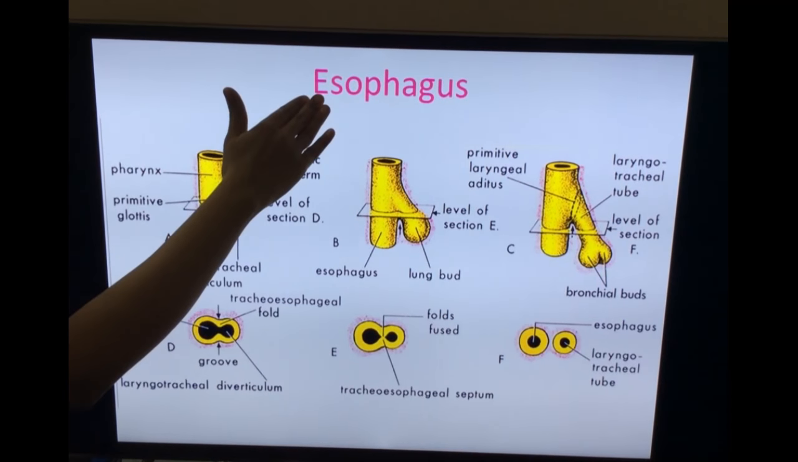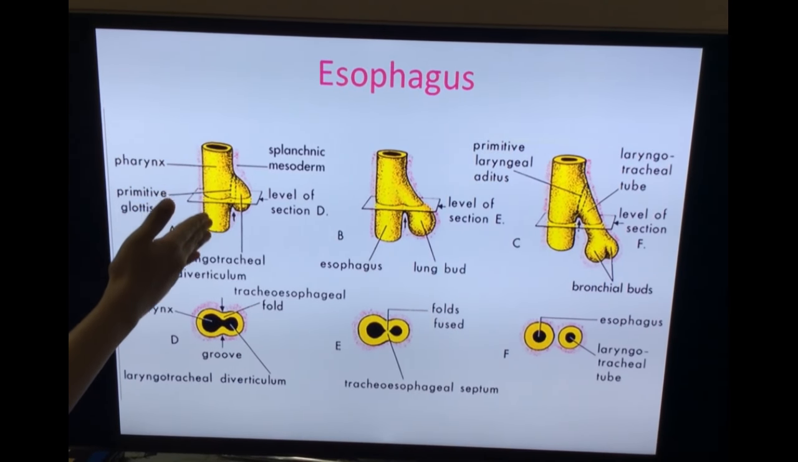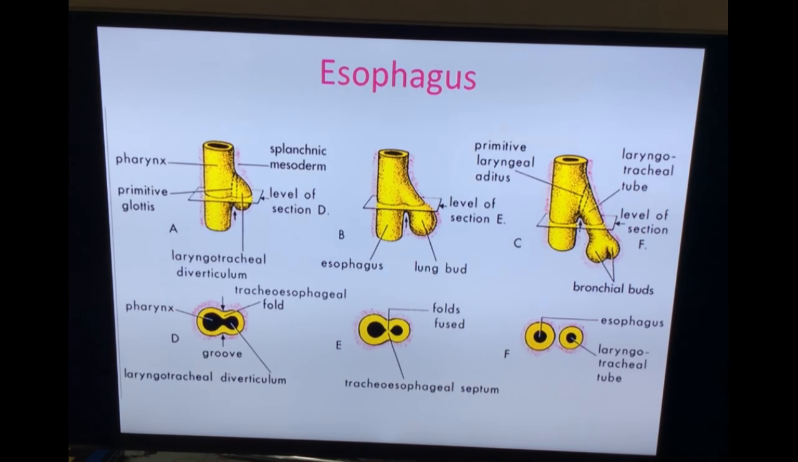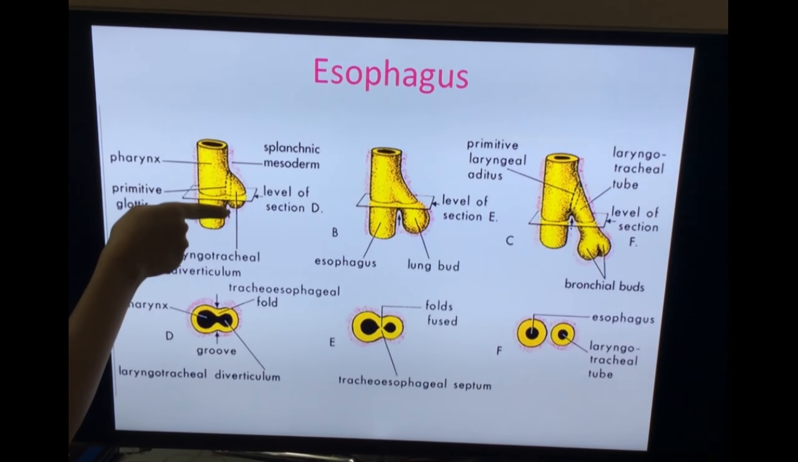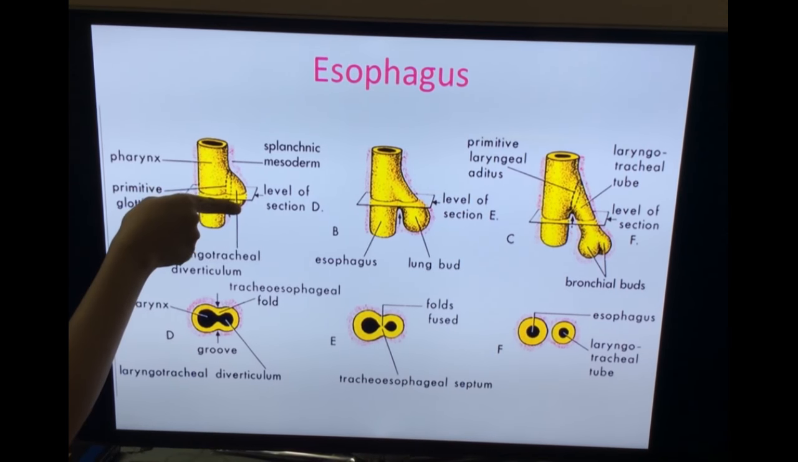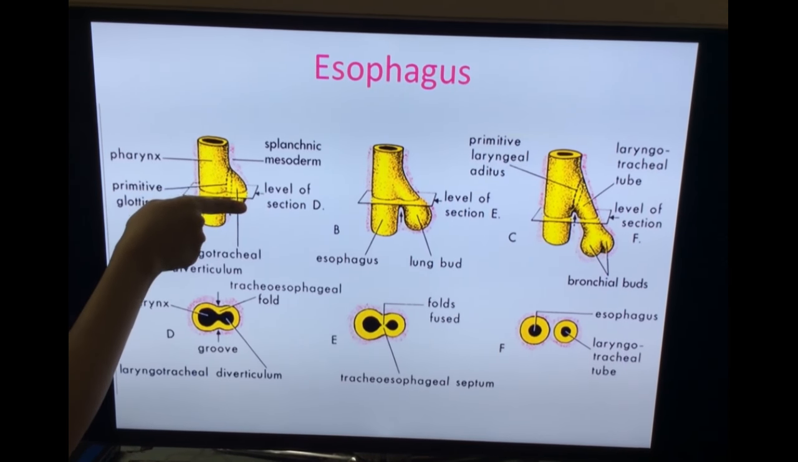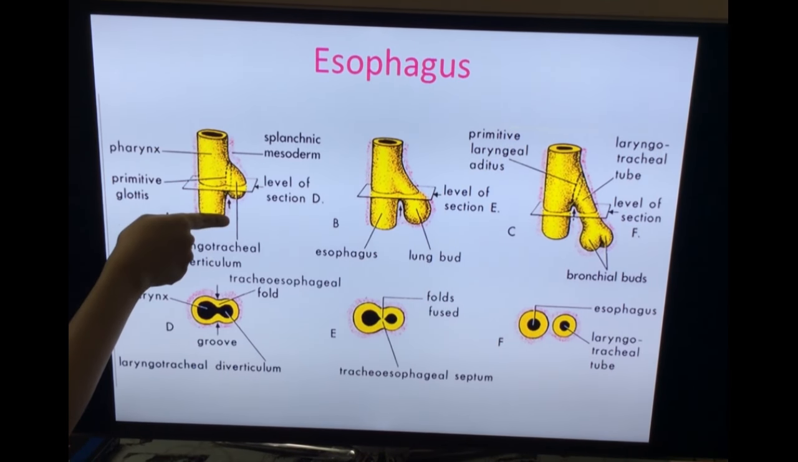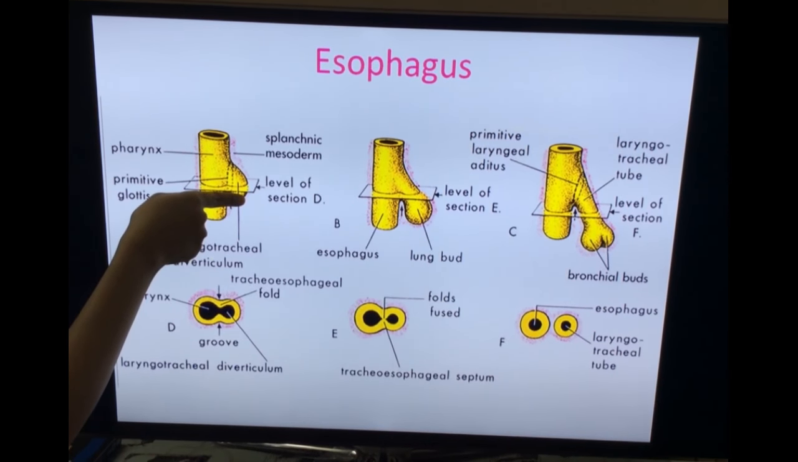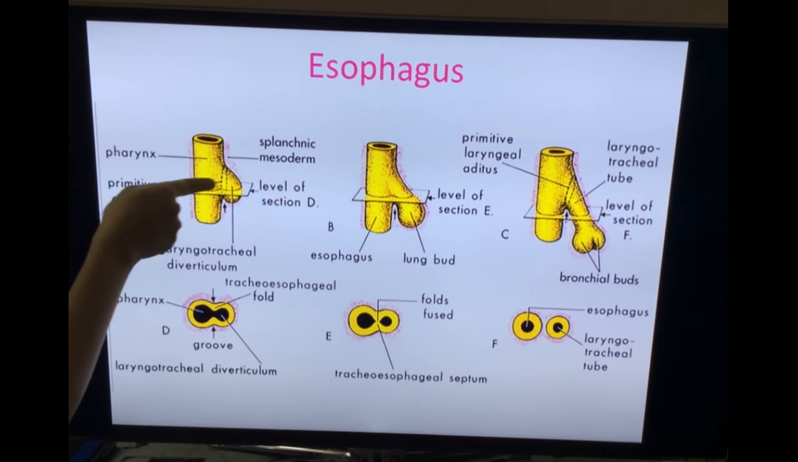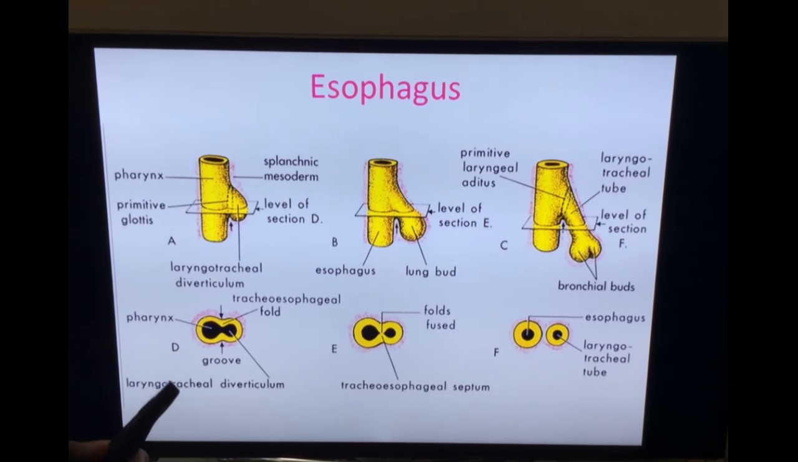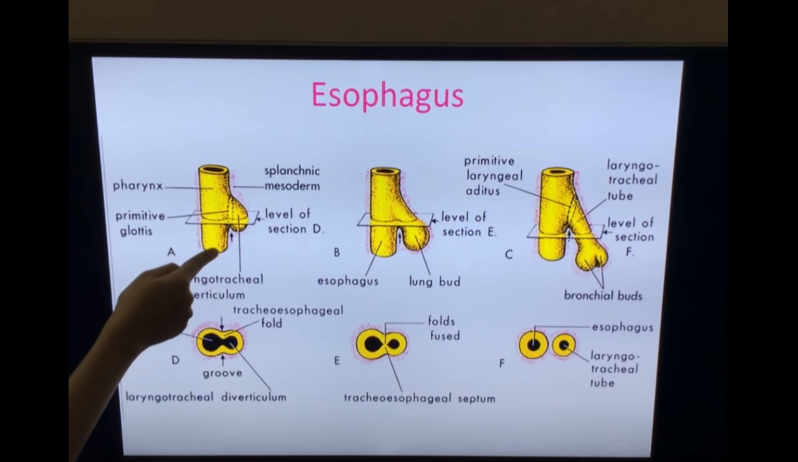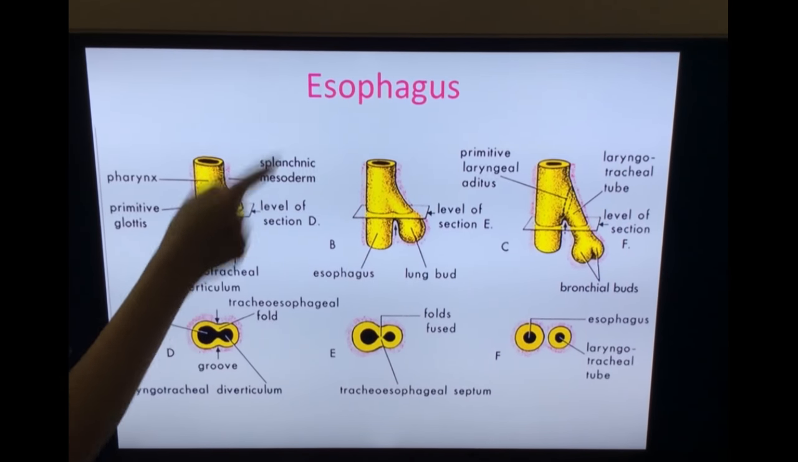The esophagus is a part of the foregut, at the thoracic part of the foregut, where there will be formation of an outgrowth from the ventral wall called the respiratory diverticulum or the lung bud. So this is the ventral wall and this is the diverticulum. The part in connection with the foregut, where the respiratory diverticulum appears, will give rise to the esophagus.